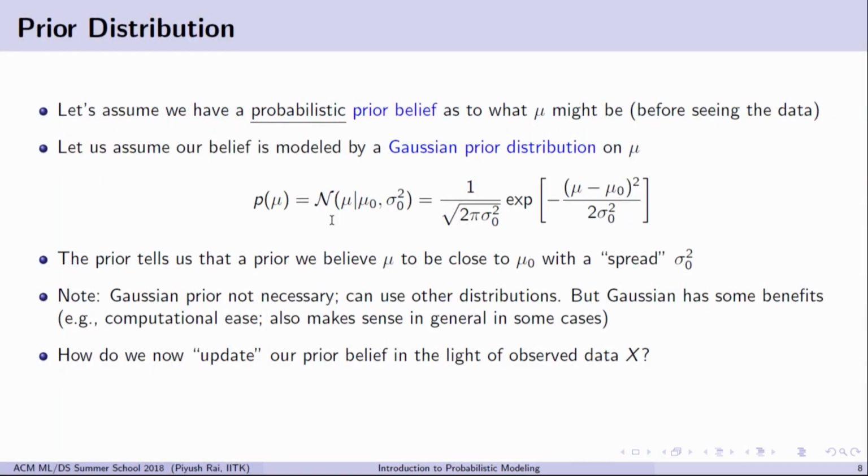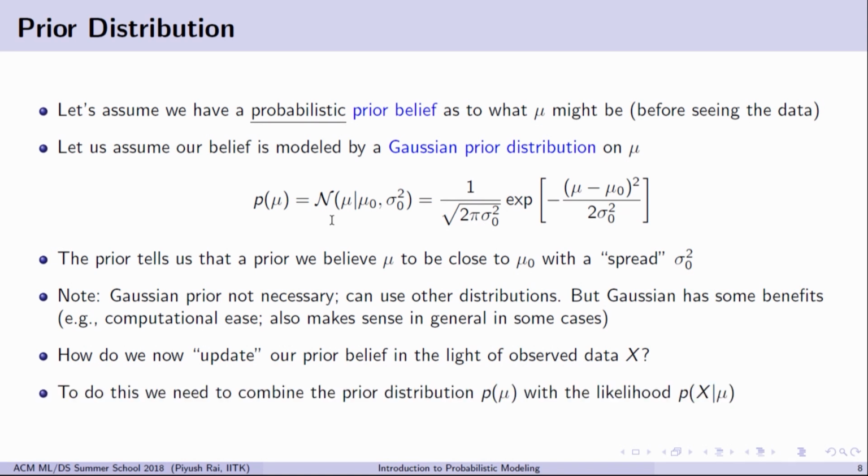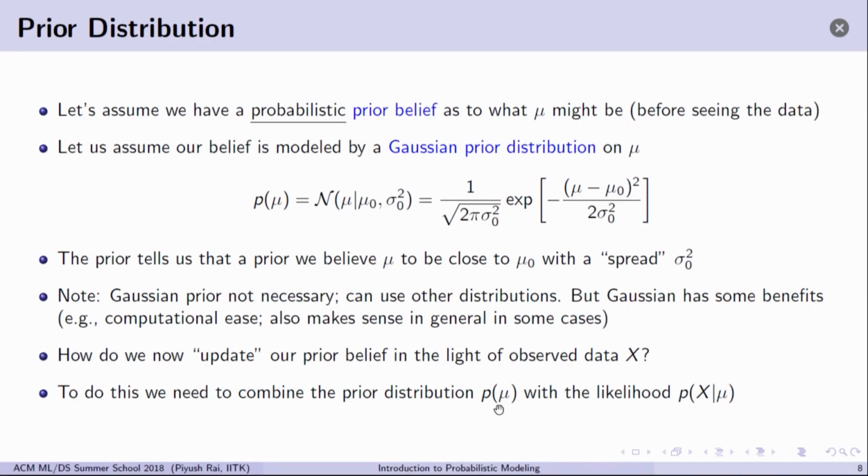Essentially, we are trying to learn mu now. Once we have seen some data, we would like to learn mu. Now, in order to do that, we have to combine this prior distribution over mu with the likelihood model we had for the data. We had P of x given mu as the likelihood, and then we have the prior distribution P of mu. So in order to update our belief about the parameter, we have to somehow combine the prior distribution with the likelihood model. Okay? How do we do that?